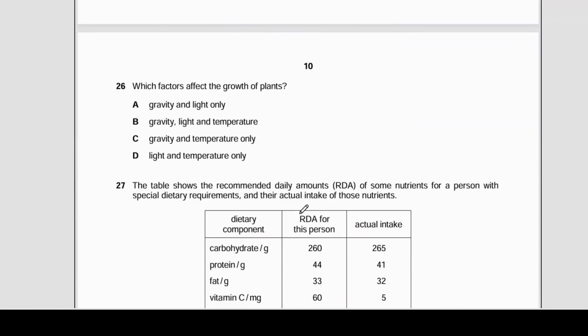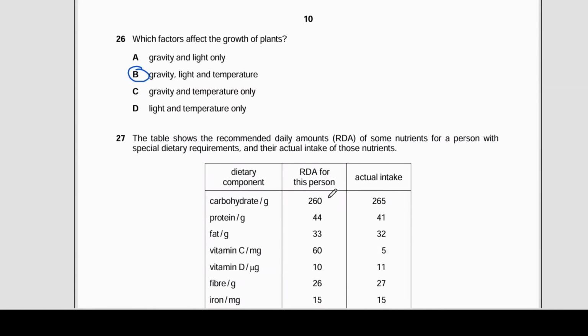Okay, which factors affect the growth of plants? Gravity and light only? Gravity, light, and temperature? Gravity and temperature, light and temperature. All three are needed. Yes, all three are needed. Wait, let's check.